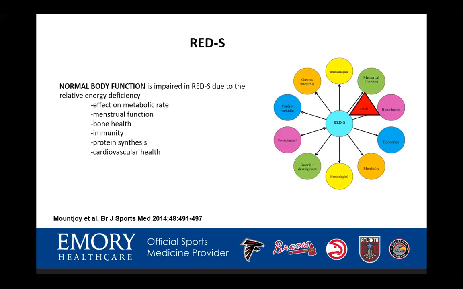So this is a schematic different from the model that we saw explaining female athlete triad. This schematic of relative energy deficiency in sports places the energy deficiency in the middle, and off to the right you can see the components of the triad with hormonal health and bone health, but also the other physiologic processes that are now recognized to be affected by energy deficiency in sport. Endocrine effects, metabolic effects, hematologic effects, growth and development, psychological effects, cardiovascular, GI, immunological.